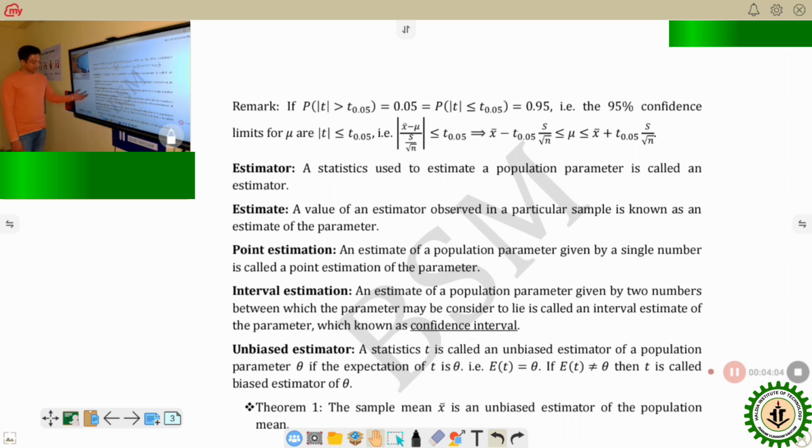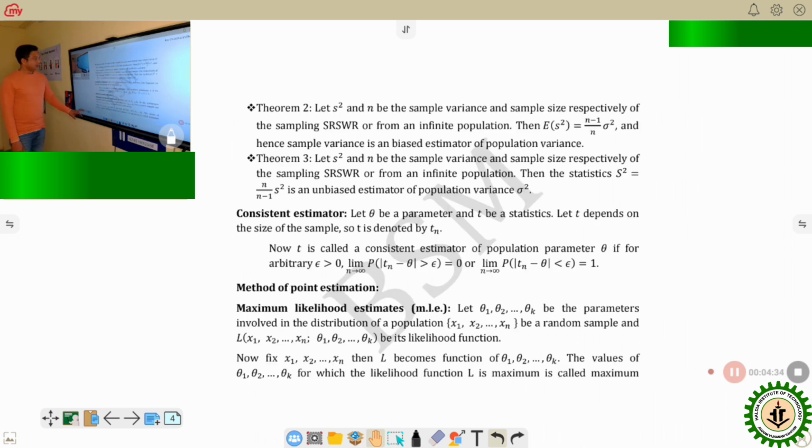Now, there are some basic characteristics we have to follow for the estimator. One of them is the unbiased estimator. An estimator is called unbiased if theta is the population characteristic and t is the statistical characteristic, and the expectation of t, E of t, equals theta. Otherwise, it is a biased estimator.